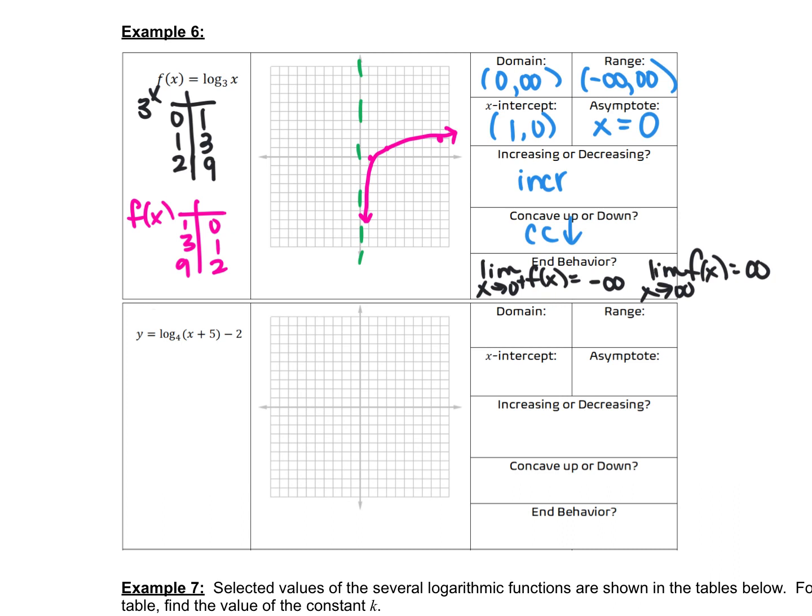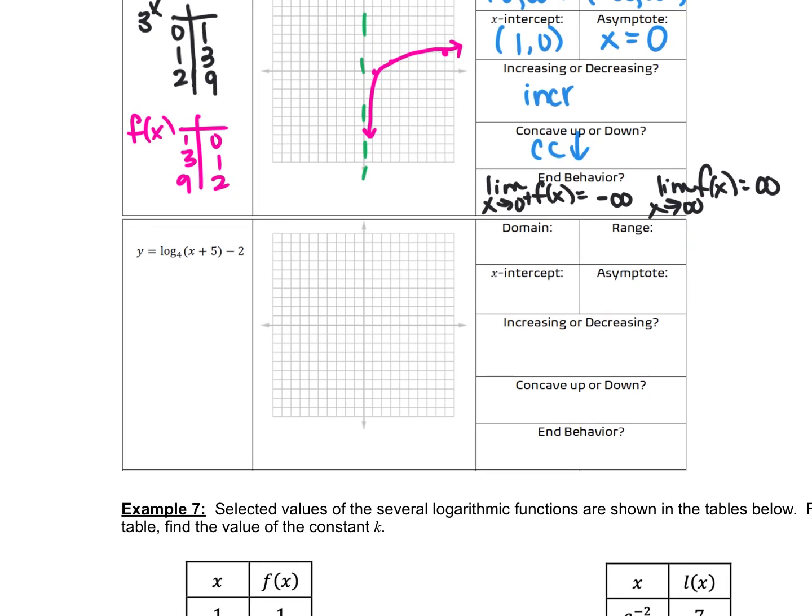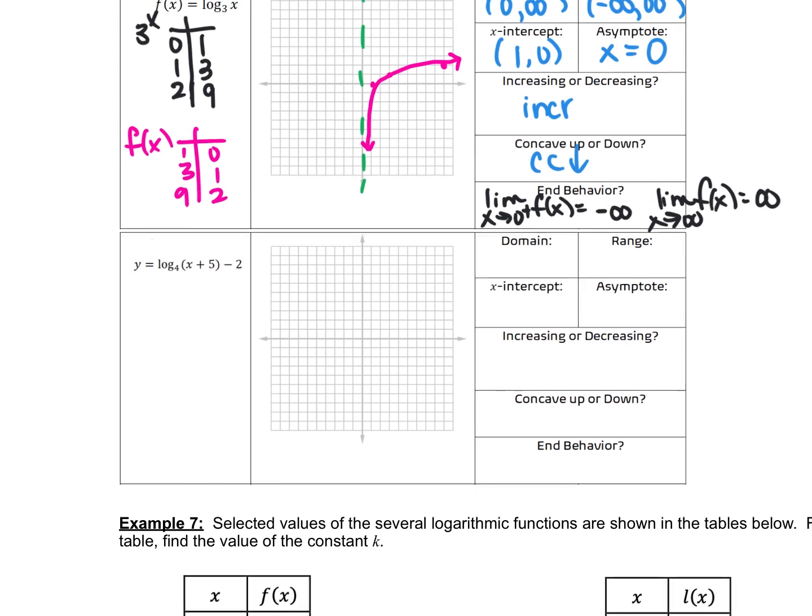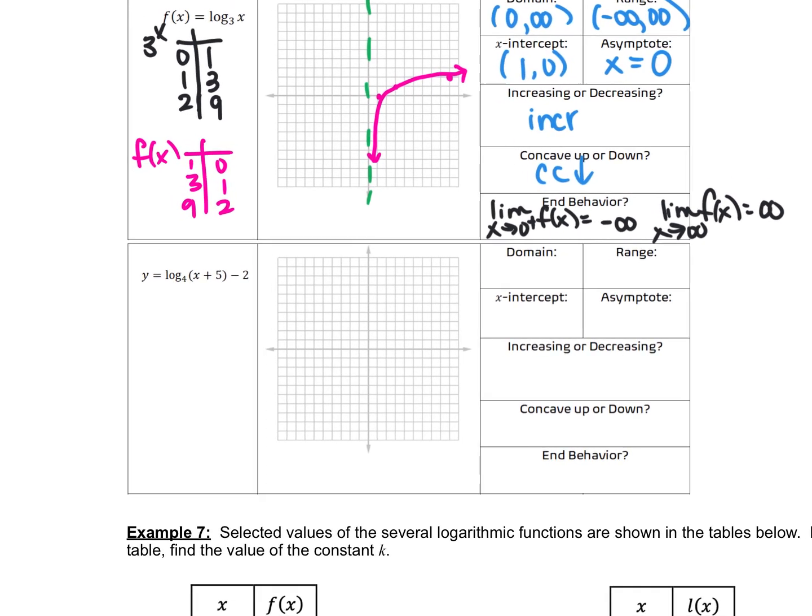Okay. So that's just a basic one. All right. Now let's make it spicy. The good news is we're still going to be able to do all the same things. First thing I notice when I look at this function, log base 4 of x plus 5 and then subtract 2, is it sitting somewhere? Oh, okay. Back up. Has it been moved around? Yes. Okay, let's say it that way. It has been translated. How do we know it's been translated?